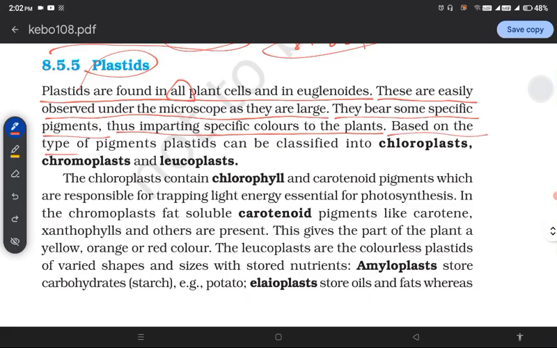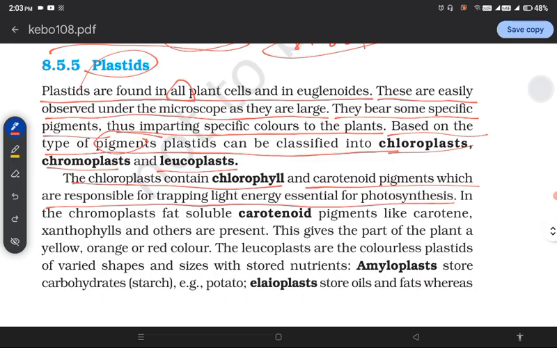Based on the type of pigment, plastids can be classified into chloroplast, chromoplast, and leucoplast. The chloroplast contains chlorophyll and carotenoid pigments, which are responsible for trapping light energy essential for photosynthesis.